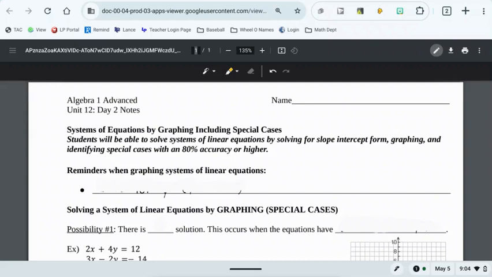Our intention today is that students will be able to solve systems of linear equations by solving for slope-intercept form, graphing, and identifying special cases with an 80% accuracy or higher. So let's get started.